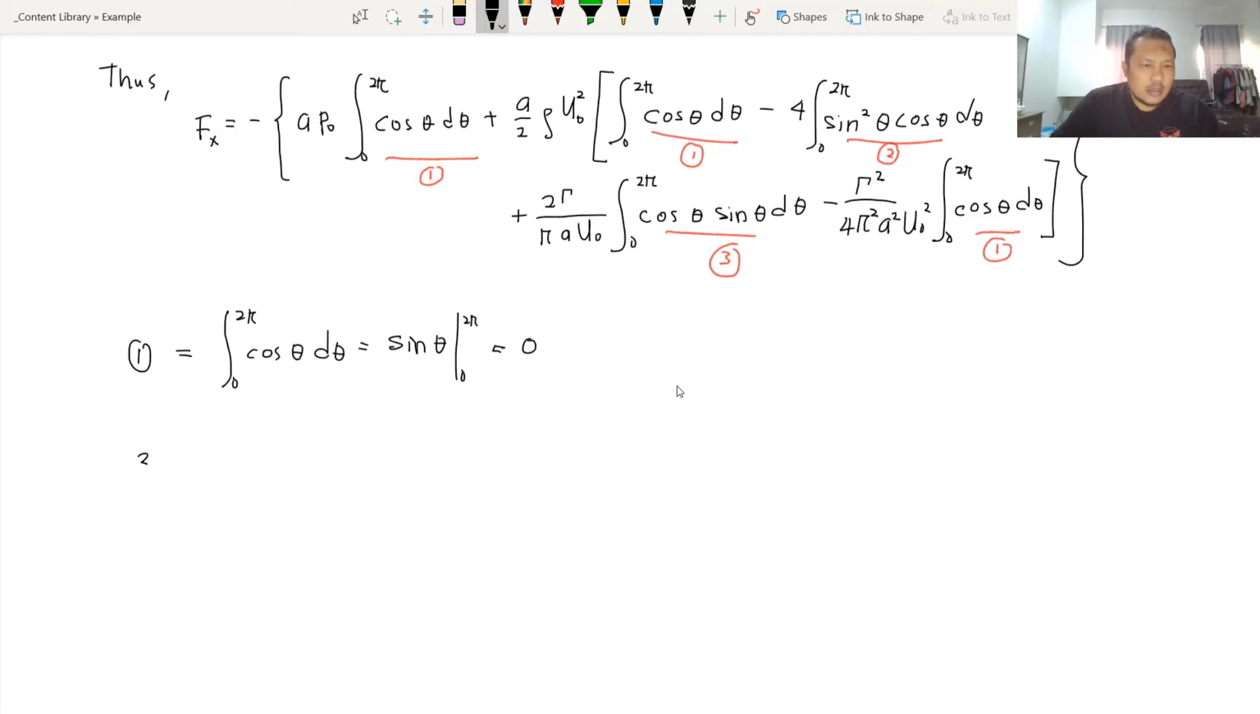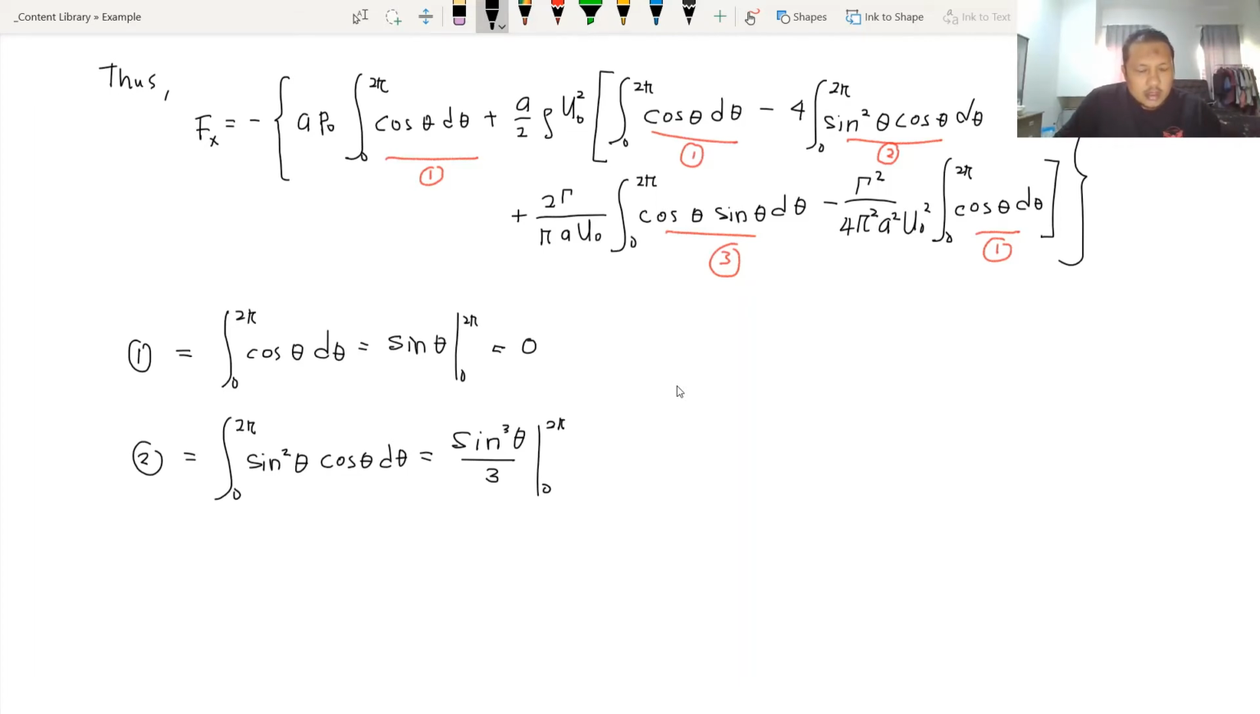And then the second one, let's solve this one. So 0 to pi sine theta cos theta d theta. This is equal to sine squared theta divided by 3 again from 0 to 2 pi.